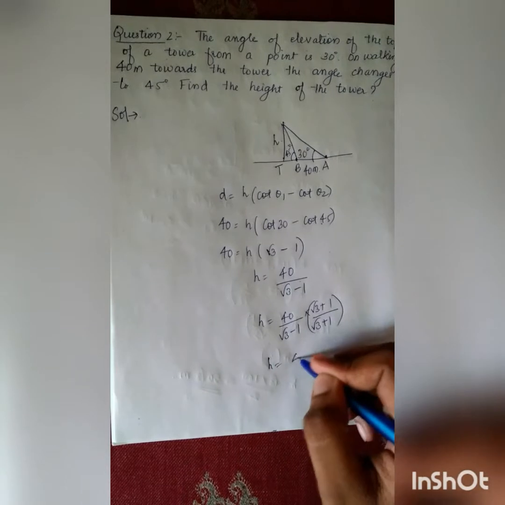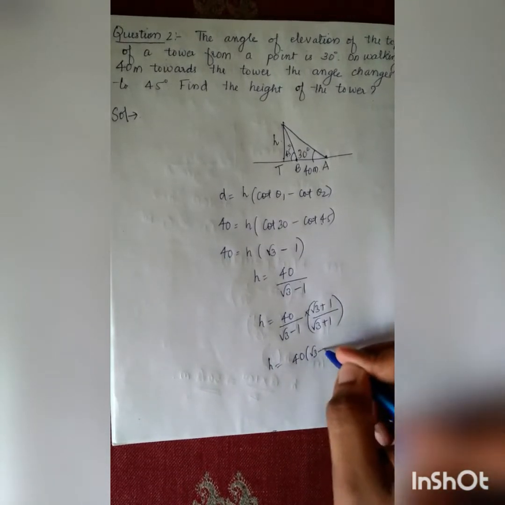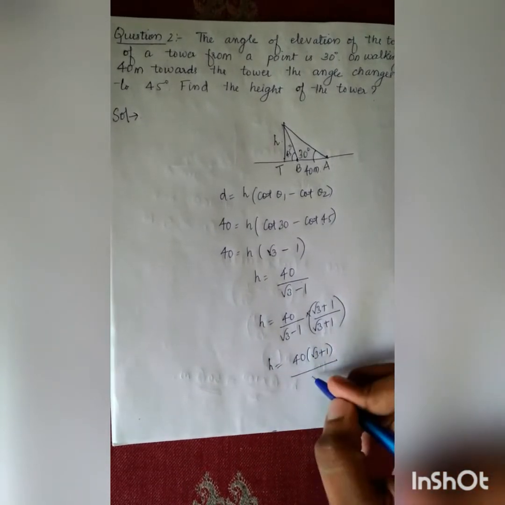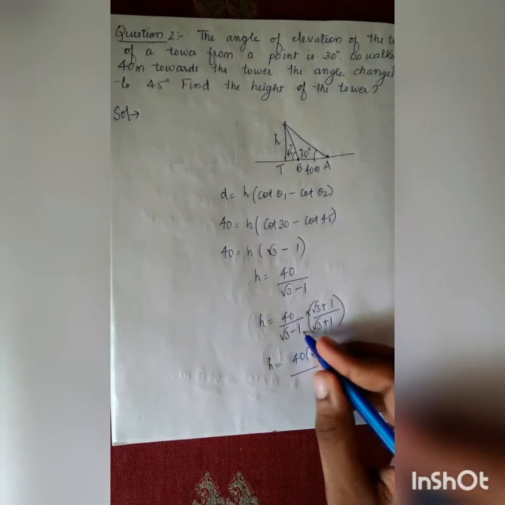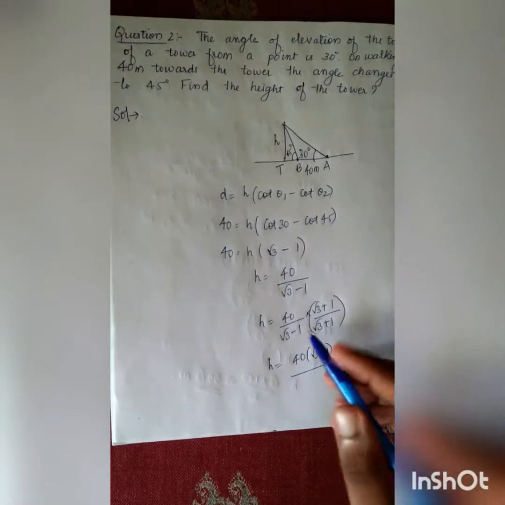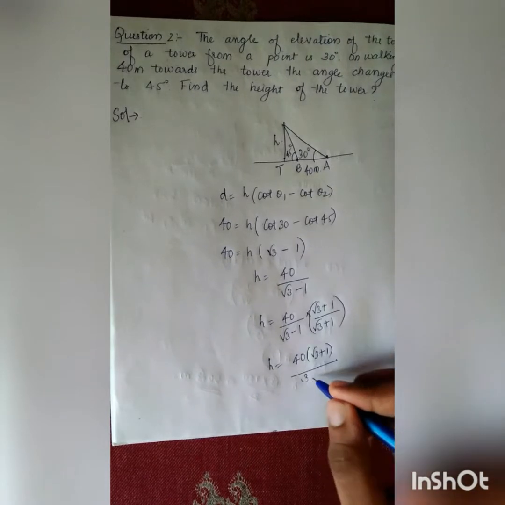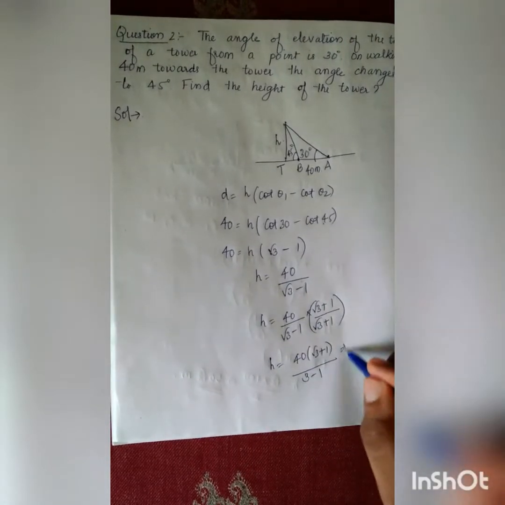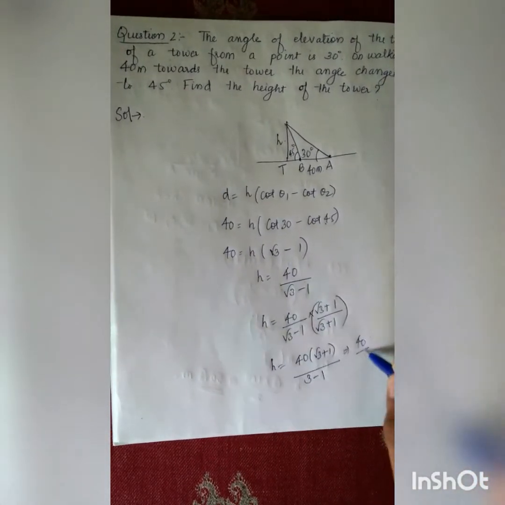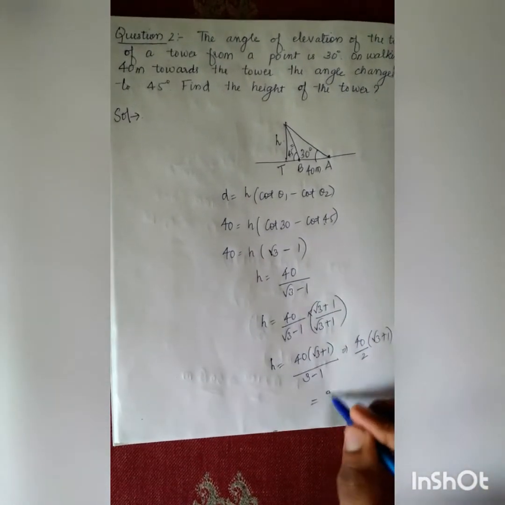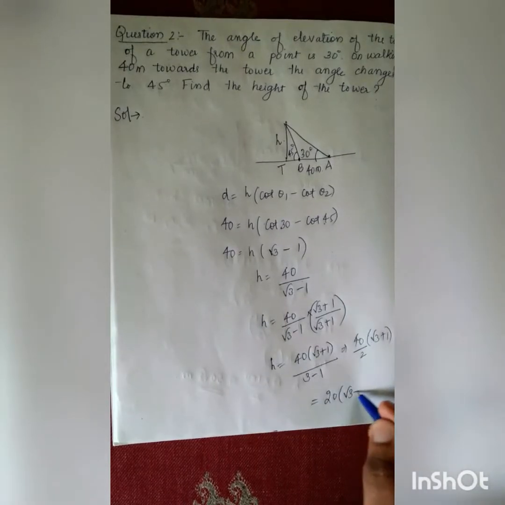So we have 40 into root 3 plus 1 divided by... a minus b into a plus b is a square minus b square. So root 3 square is 3 minus 1. So it is 40 by 2 into root 3 plus 1, which is equal to 20 into root 3 plus 1 meter.